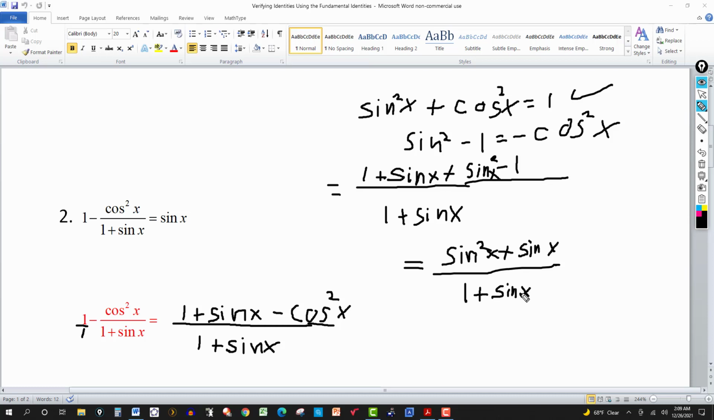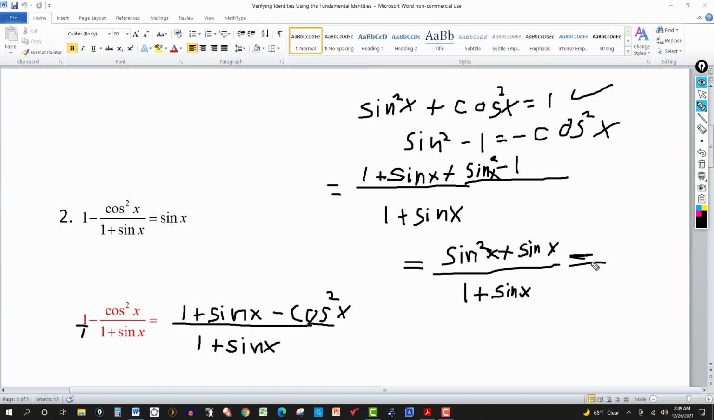So always be thinking of simplifying. What's my objective? I want to get a sine x. Well, see, I've got everything in sines here, but I've got too many. I just want one. So how can I simplify this? Again, you're going to be using a lot of algebra. If you're weak in algebra, then you're going to be weak in trig, because algebra is the foundation to trigonometry.